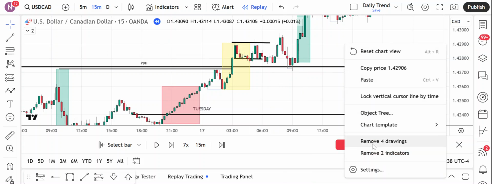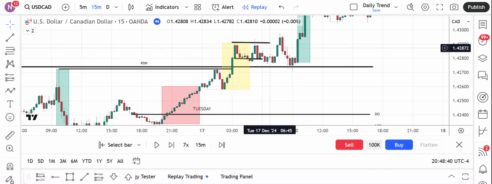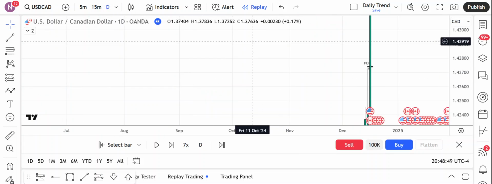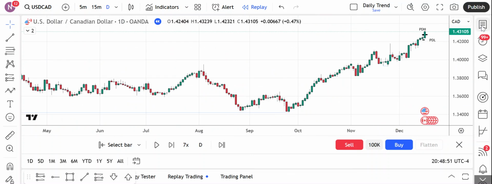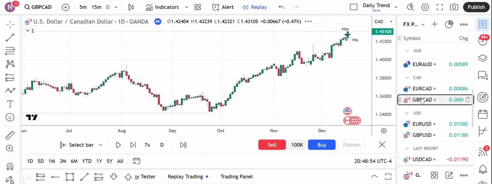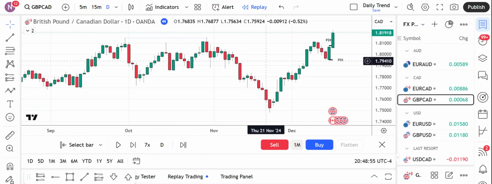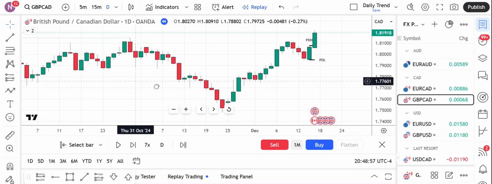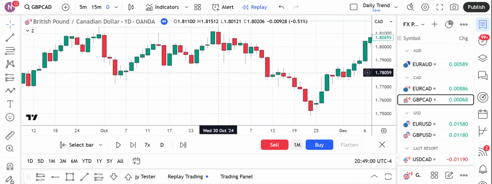Okay, so let's go to another pair now. Keep this image in your mind here, and let's take a look at how a short trade is supposed to look, on a different pair though. So let's go back to our daily. And let's try GCAD. I'm just picking one at random here. And let's do this one here.